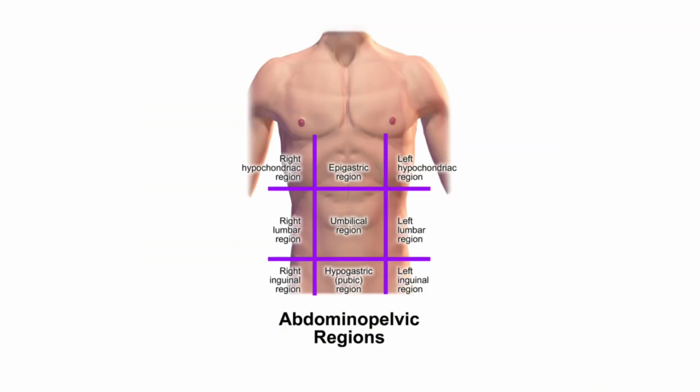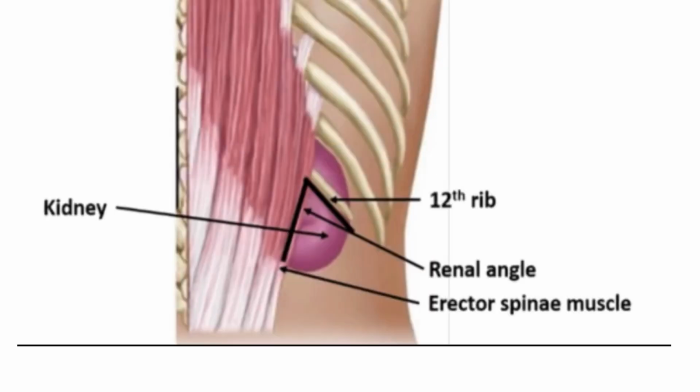Location and orientation. Contrary to the intuitive belief that kidneys are located in the lower abdomen or pelvis, they are actually positioned high up in the abdomen. Anteriorly, they lie in the left and right hypochondriac and lumbar regions. Posteriorly, they are related to the renal angle, located between the inferior border of the 12th rib and the lateral border of the erector spinae muscle.